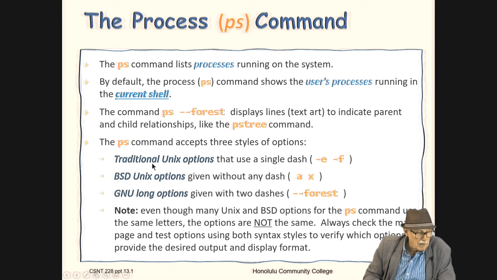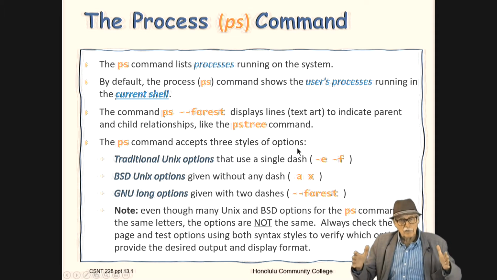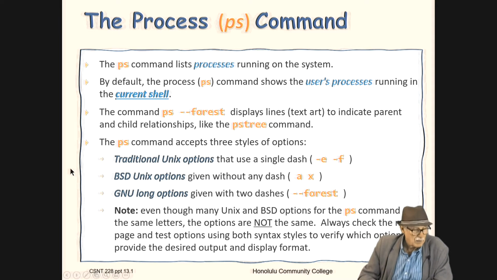use the ps command. Traditional Unix option, and that's typically what I use. I just got used to it. -e -f or -fe is typically the way I say it. Dash full and everything. Full listing means all of the information for each entry, and I want to see all of the entries. BSD Unix without a dash is ax, or sometimes aux, you'll see.